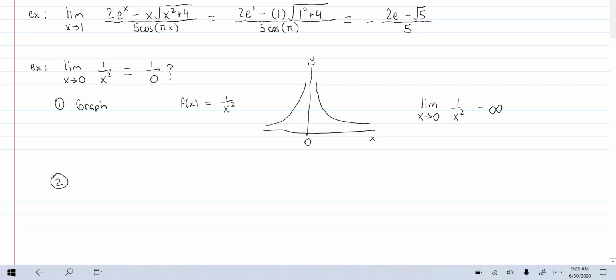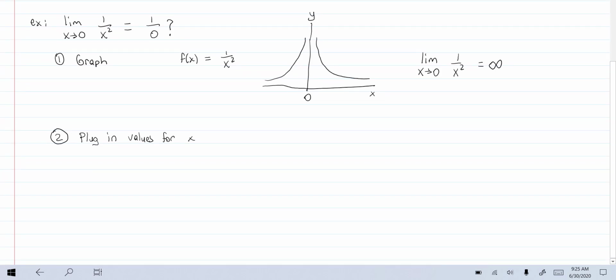Another option that you have is to plug in some values for x. So in this example, since we were doing the limit as x approaches 0, what we can do is plug in some values of x which are close to 0. So for example, I'm going to start by plugging in maybe something like 1 over 100, something kind of close to 0.